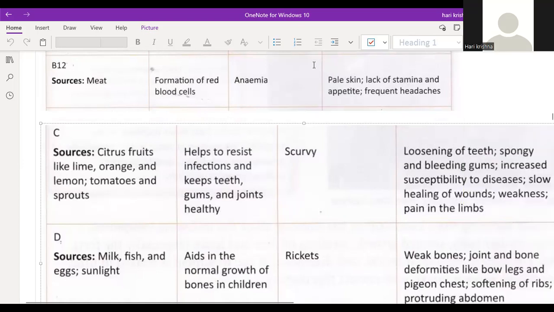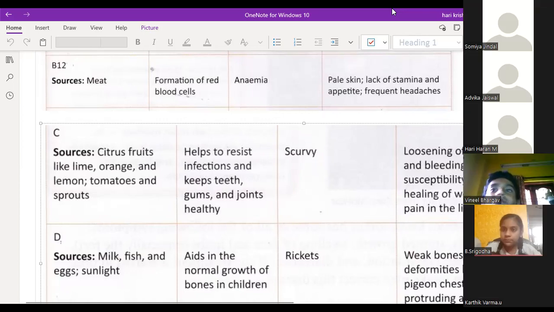When you are not taking proper vitamin C, what will happen? What are the symptoms it will show? Loosening of teeth, spongy and bleeding gums, increased susceptibility to disease, slow healing of wounds, weakness, pain in the limbs. Now Advaika will give the answer: loosening of teeth.